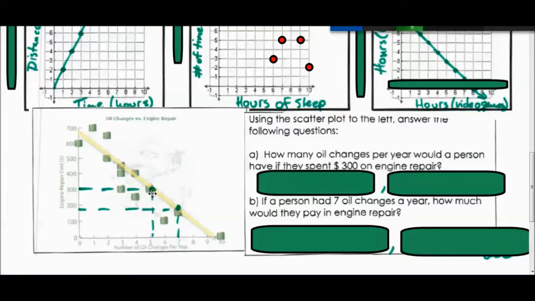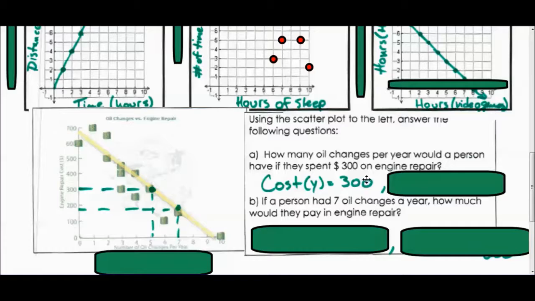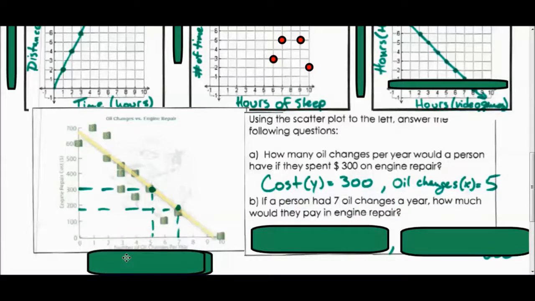And then draw a line down to the number of oil changes to figure out what it's going to be on the x-axis. So our cost, or our y, is $300, and this dotted line seems to line up pretty directly with the 5 oil changes per year. So that's telling us that we're going to get 5 oil changes per year.